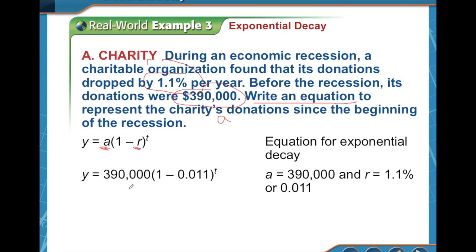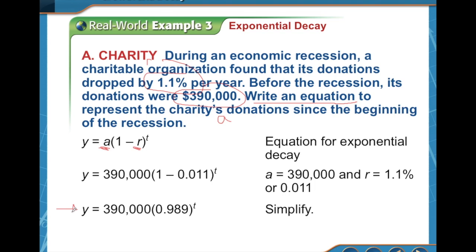Okay, so plug those two things in, it looks like this. 390,000 became A, we see that here. Our rate became 0.011 because we moved the decimal back twice. Now that we have that, that is our equation. Nothing else to do. Simply plug in, write your rule. Once we get this parenthesis, that's the last thing you can simplify. You can't subtract that through, so 1 minus this decimal is 0.989. And now that is the end of your equation, just written.